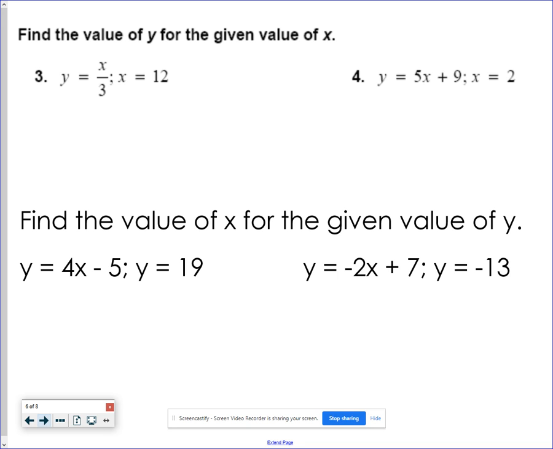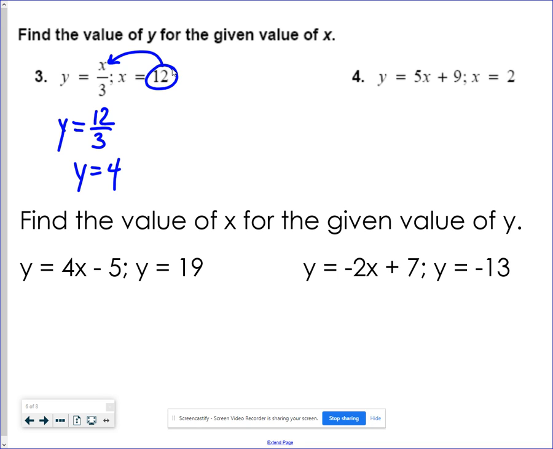If I give you a value of x to substitute in, and we have already done one of these as well. So in number 3, I've got y equals x over 3, or x divided by 3, and x is 12. So they're giving you a value of x. They want you to put that right there. So y equals 12 divided by 3, so y would be equal to 4. It's just a substitution and then order of operations.